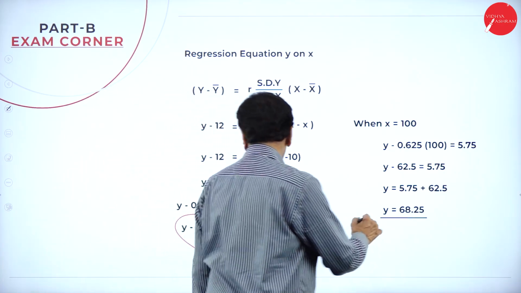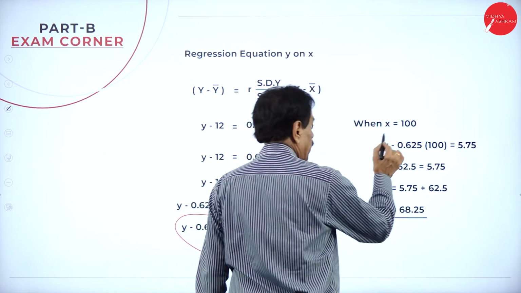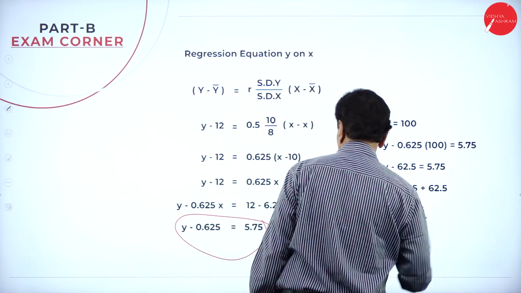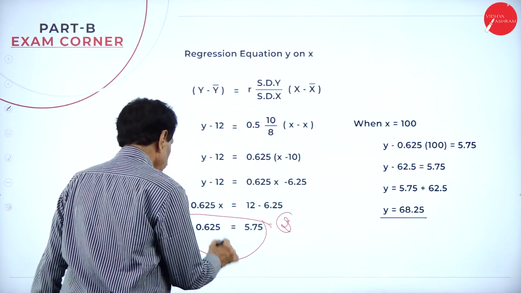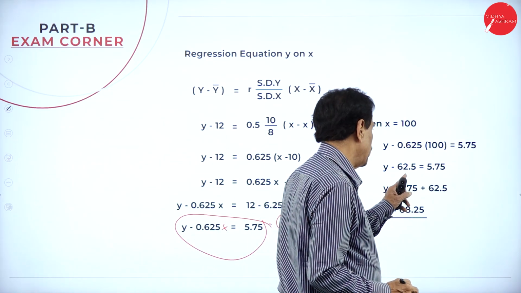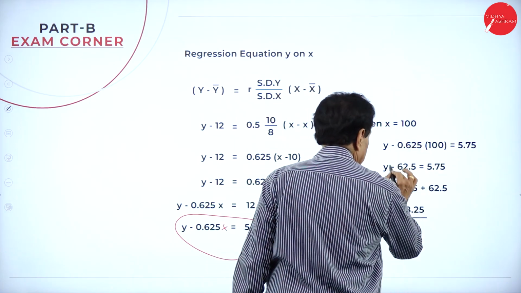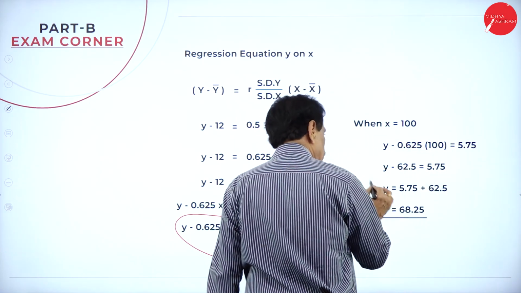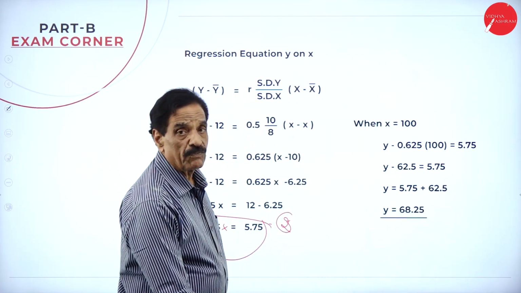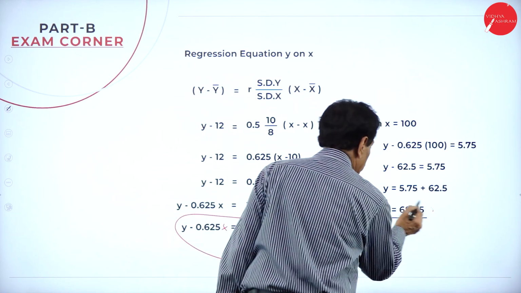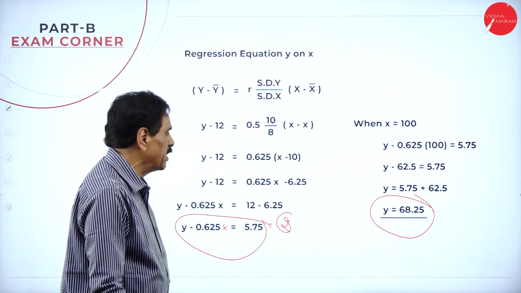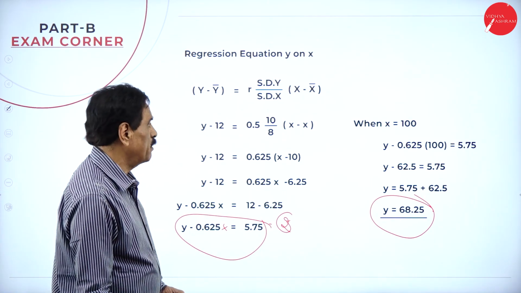Apply: when X is equal to 100, Y minus 0.625 into 100 is equal to 5.75. So Y minus 62.5 is equal to 5.75. If we take this number to that side, 62.5 plus 5.75, it will come to 68.25. Very, very simple. No complication is there. Slowly you have to solve the problem.